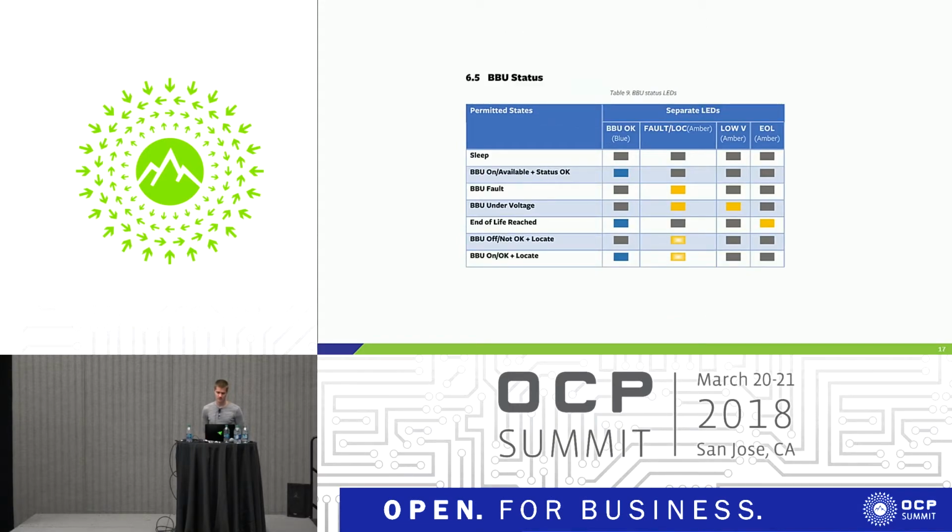Next is BBU status. We see a similar thing here, where we communicate multiple different failure modes. In this case, we have a general fault, a low voltage fault, and an end of life indicator. Something to keep in mind here is that you could have a BBU that is still functioning but has reached its end of life. It needs to be replaced, and it's showing an amber LED, but it is still functioning. And again, you do see the locate flashing LED, and that's only used for the far left fault location.